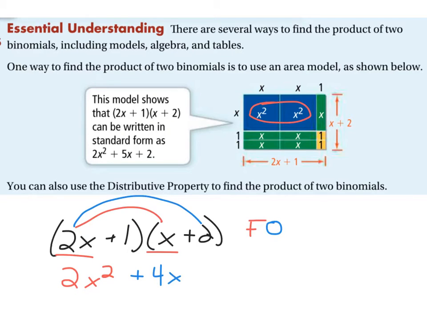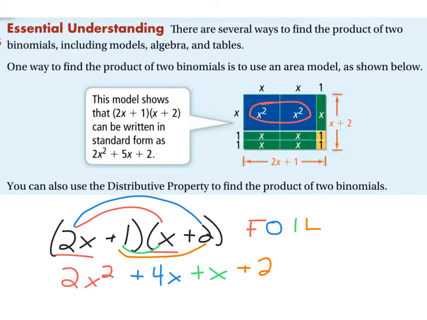Then you're going to do the inner terms, meaning these two terms on the inside, that's 1 times x. What do you get when you do 1 times x? You get x. Those are the inner terms right there. And then finally these last terms with an L, that last constant term times that last constant term. 1 times 2 is 2.